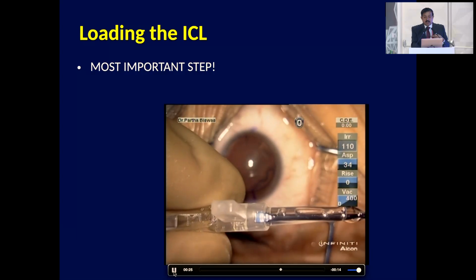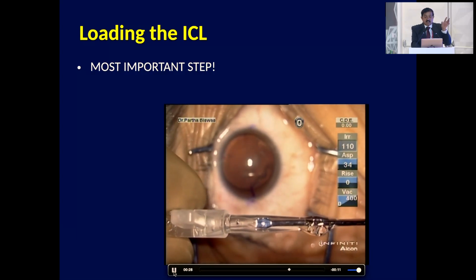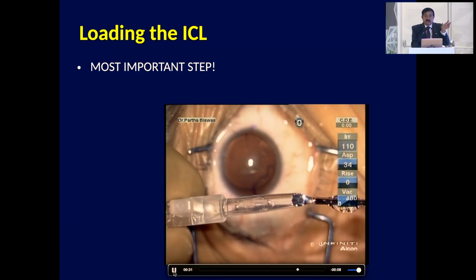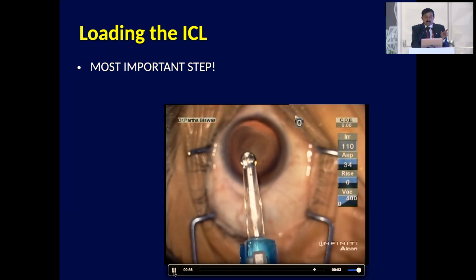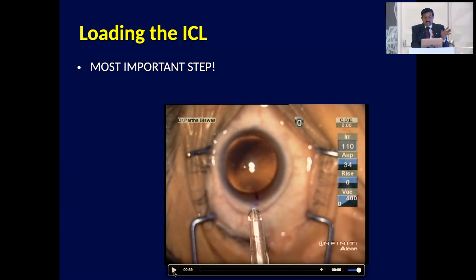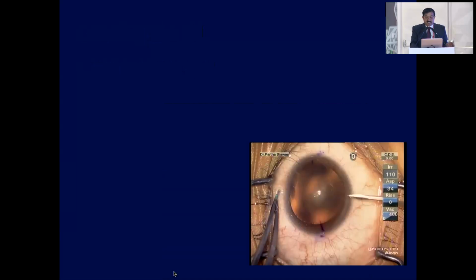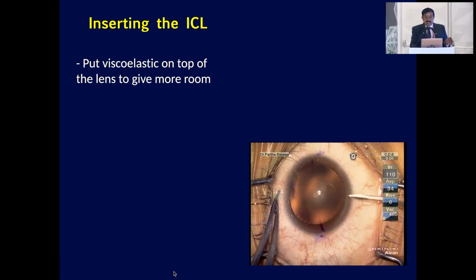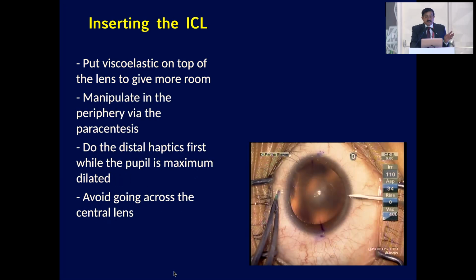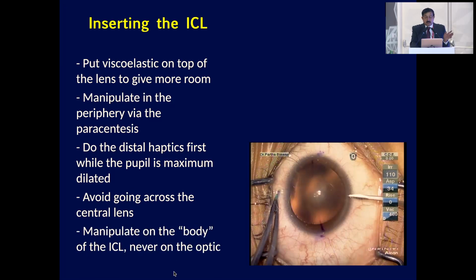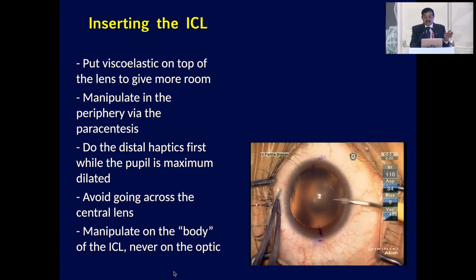So placing it into the hub, and whenever it is a 12.6 or 13.2 lens, you have to be careful that the whole lens is there in the nozzle. Then, of course, it is all done under topical anesthesia, so you have to be careful with the patient, and good cooperation of the patient has to be there. Inserting the lens, both side ports have to be made, viscoelastic has to go in, and the manipulation at the periphery has to be very, very gentle. The body of the ICL must not be manipulated; it is the haptics actually.